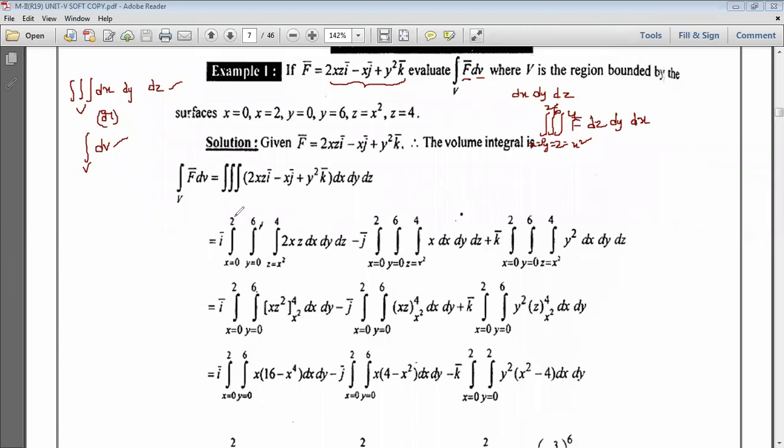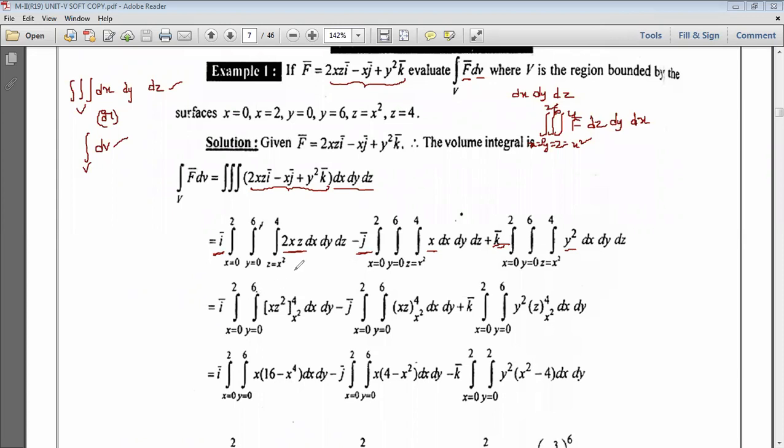First, we wrote the vector F bar, which is 2xz i minus x j plus y square k, and dV is dx dy dz. Now first we are going to apply integration. We separate the terms and then apply integration. The i coefficient is 2xz, so we wrote i outside and 2xz inside the integrand. Next to j, the coefficient is x only, and next to k, it is y square only.